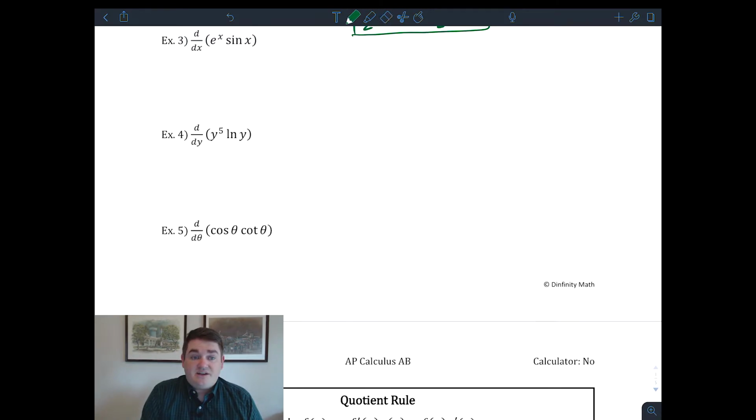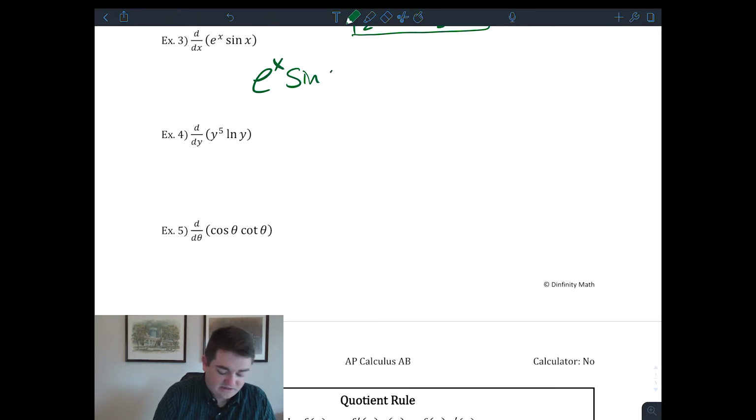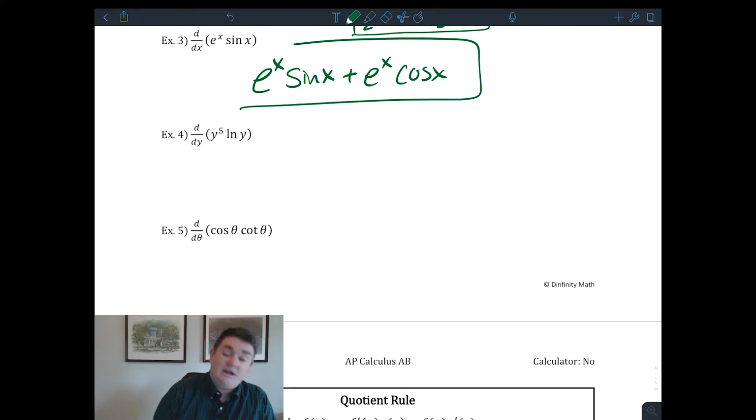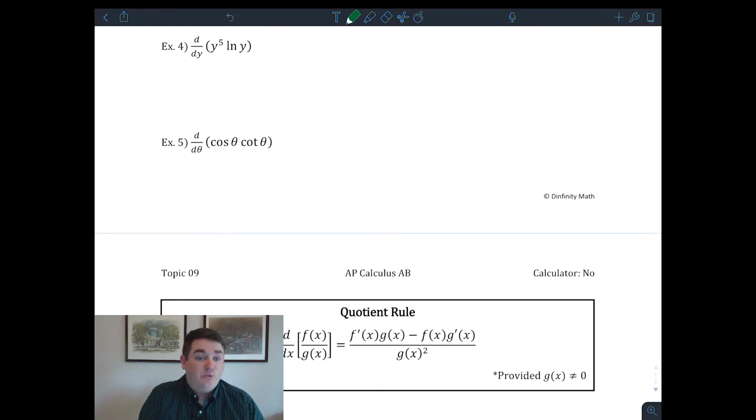Example 3, e to the x times sine x. Look, we can't multiply this out like we could with the polynomials before, so we have to use the product rule. In doing so, it's going to look like this. The derivative of e to the x is e to the x times sine x, just as it is, plus e to the x times the derivative of sine x, that's cosine x, and we're done. It's that simple.